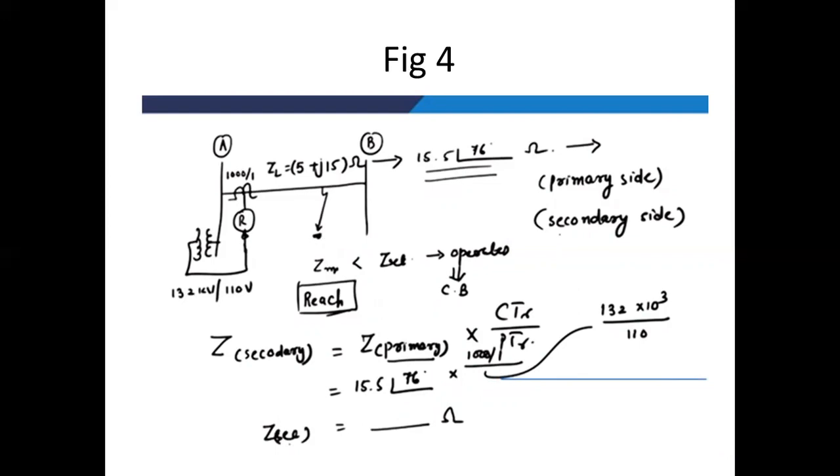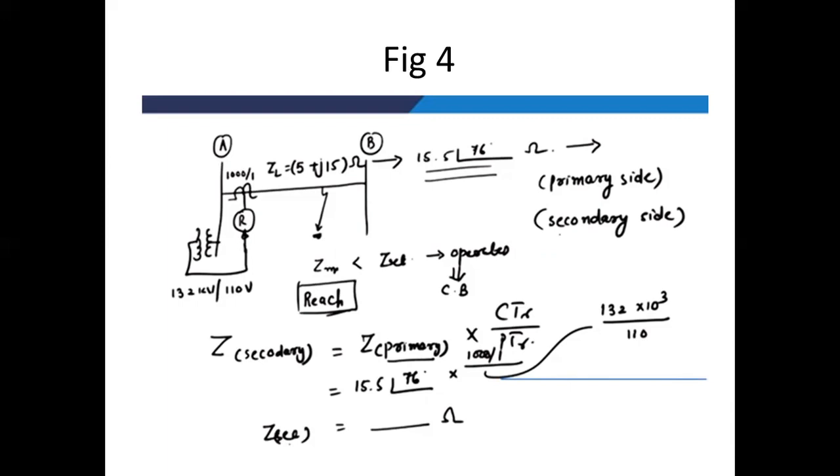So this Z primary is the value 15.5 at an angle of 76, into the CT ratio, that is 1000 by 1, and the whole divided by the PT ratio, that is 132 kV, so 132 into 10 raised to the power 3 divided by 110. Whatever final value comes is also in ohm, but this value is the secondary value that is seen by the distance relay R.